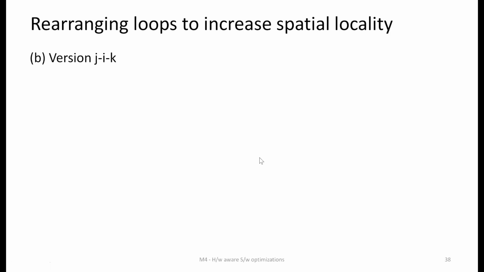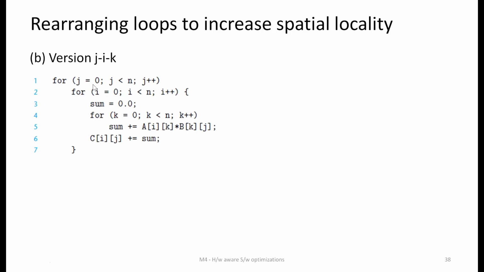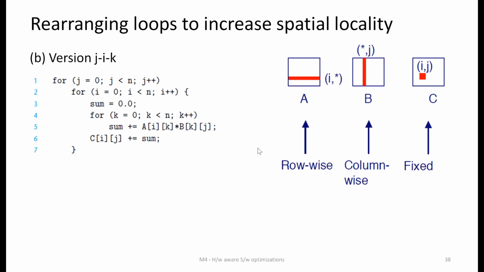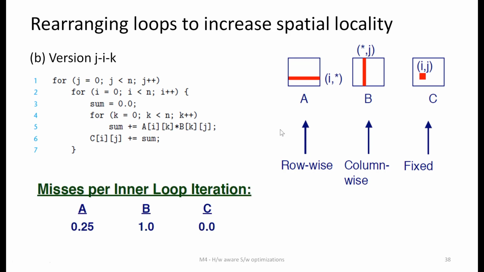Now let's try to rearrange the loops. Earlier it was ijk, now it is jik. So the j loop first, followed by i and the k loop. We have again changed the indices accordingly. If we try to visualize the accesses, there is not much difference, because for every element of B we are accessing all the elements of a row in A, and we are calculating one element of C.